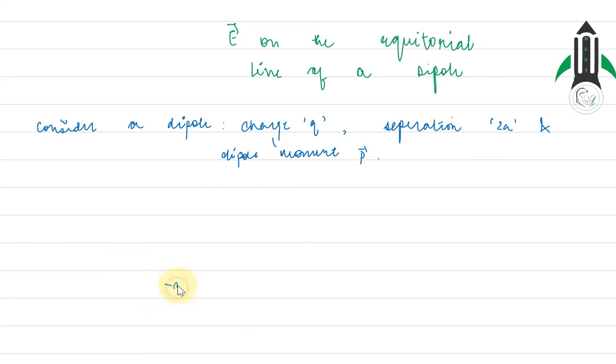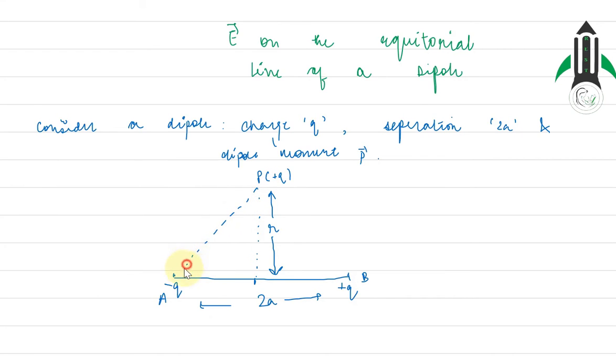So minus q, plus q. This is point A, this is point B, distance is 2a. So for the point on the equatorial line, that is this line, we'll consider a point P with a small positive charge at a distance r, at a distance perpendicular from the center of the dipole. So we'll connect these 2 points.